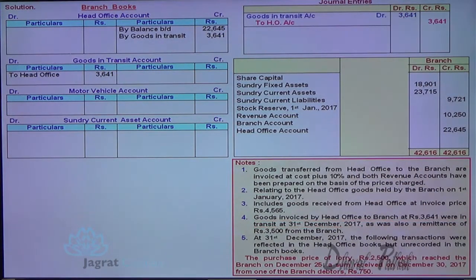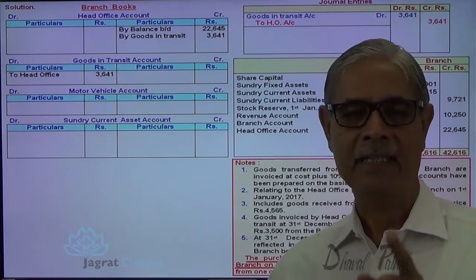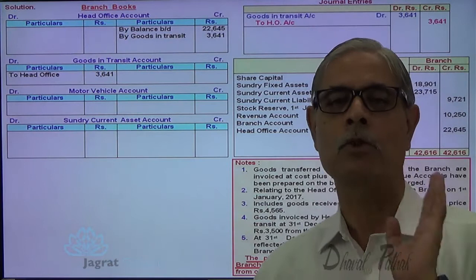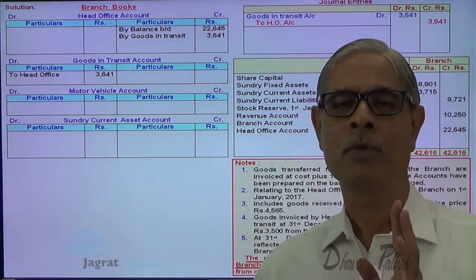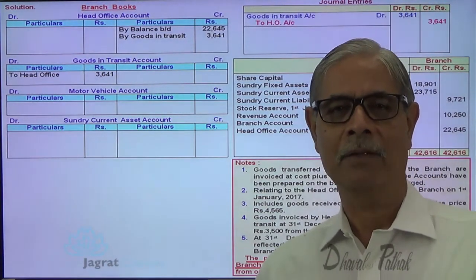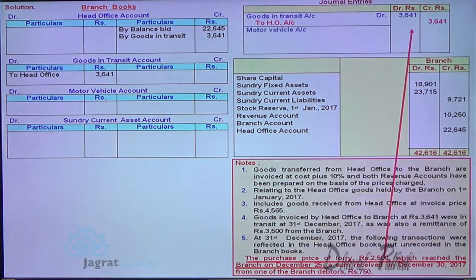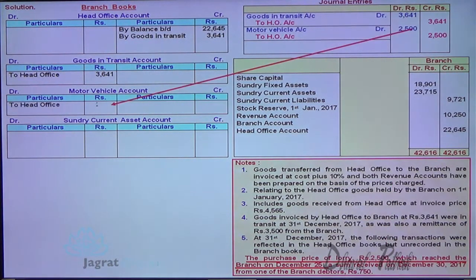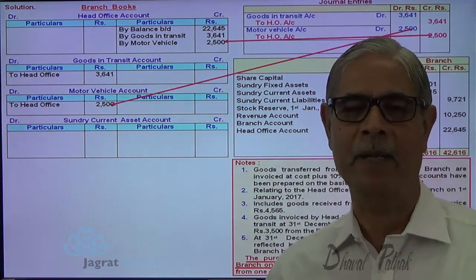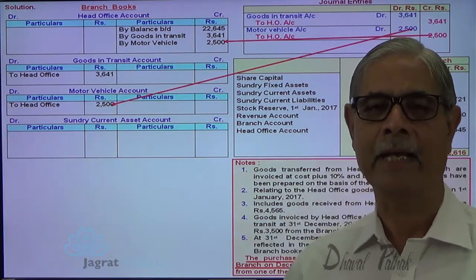Next, the purchase price of lorry, 2500, which reached the branch on December 25th. So this is a lorry purchased by HO, an asset purchased for branch by HO. So payment is made by HO. So asset account debit. Who is the giver? HO is the giver. Credit the giver. HO account is to be credited. So the adjustment entry for this omission: motor vehicle account debit to HO account credit. This is how the ledger posting of this adjustment entry is being done. This is an error of omission.